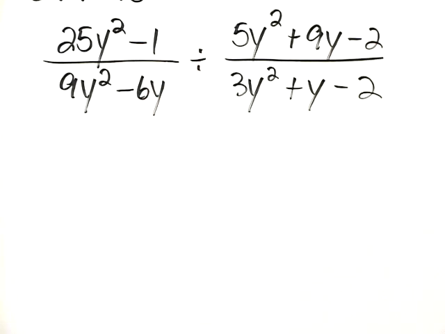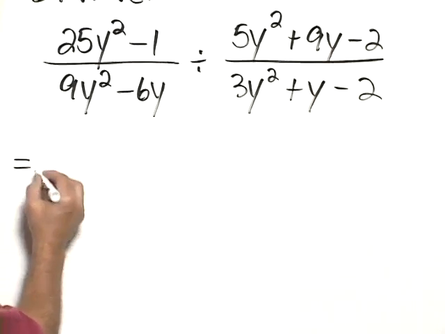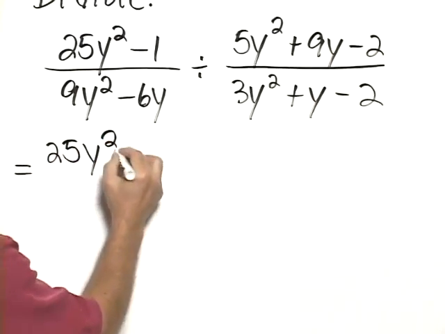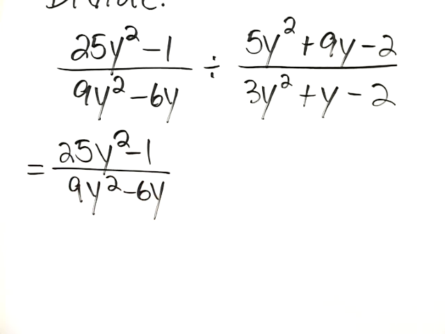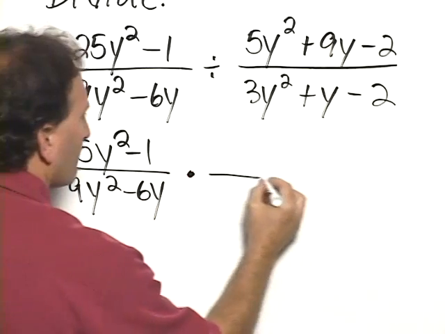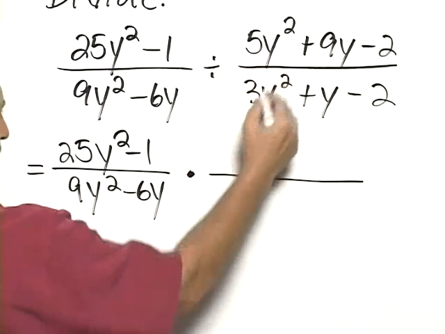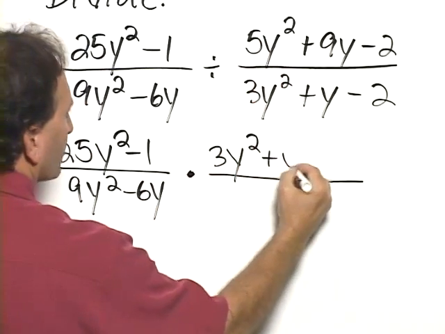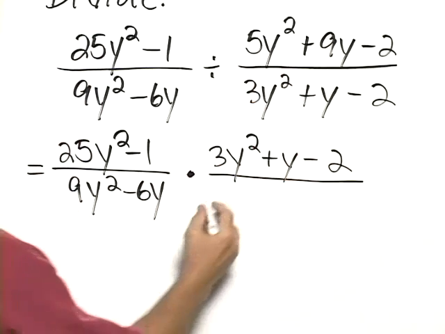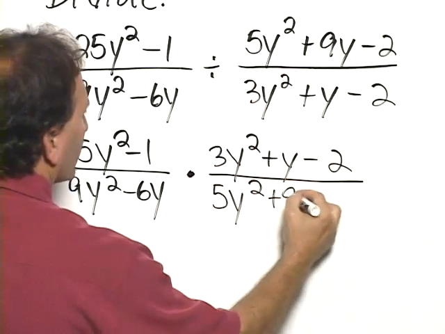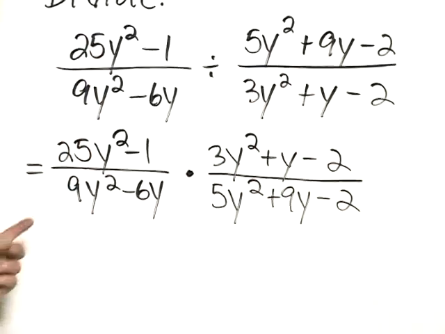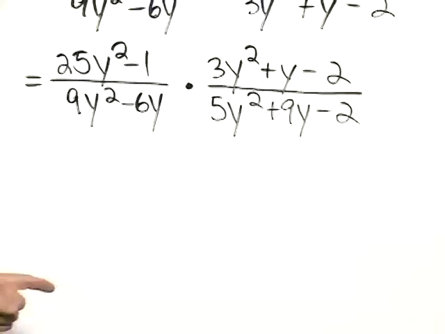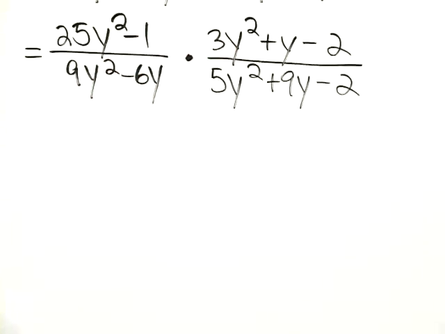the second rational expression. So this is equal to (25y squared minus 1) over (9y squared minus 6y) times the rational expression. We take the reciprocal, (3y squared plus y minus 2) over (5y squared plus 9y minus 2). Well, now we multiply two rational expressions, which remember that means we multiply numerator times numerator, denominator times denominator.